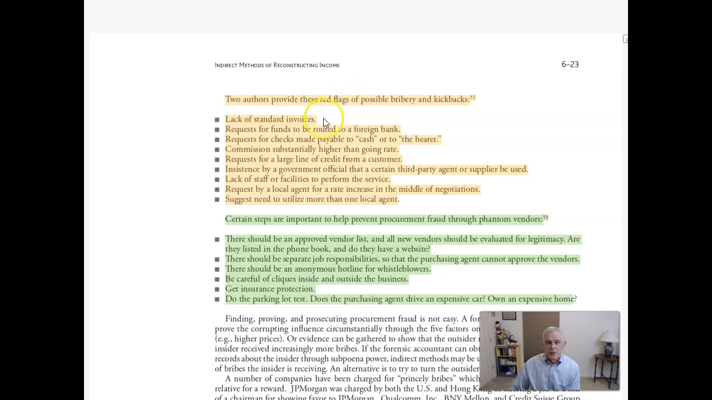What are some red flags? Look at these. Lack of standard invoices. Request for funds be routed to a foreign bank. Checks to cash. You can list the others. What are steps to help prevent this? Well, there should be an approved vendor list, separate responsibilities, so the purchasing agent cannot approve the vendors. There should be an anonymous hotline for whistleblowers. And just look at the others right here.